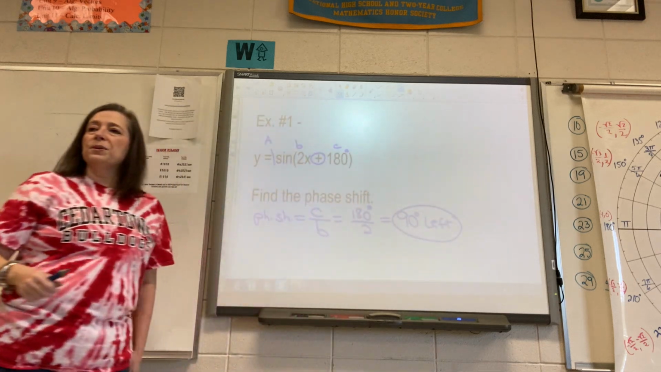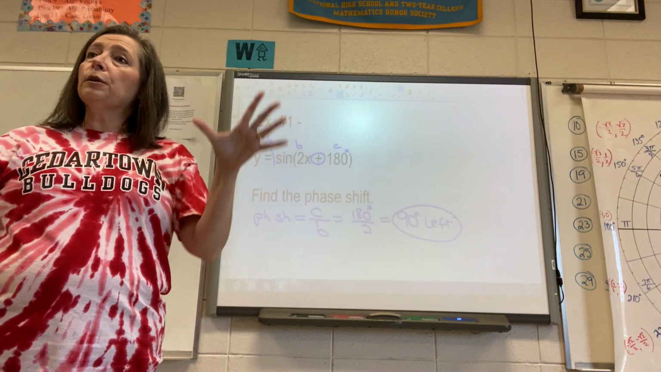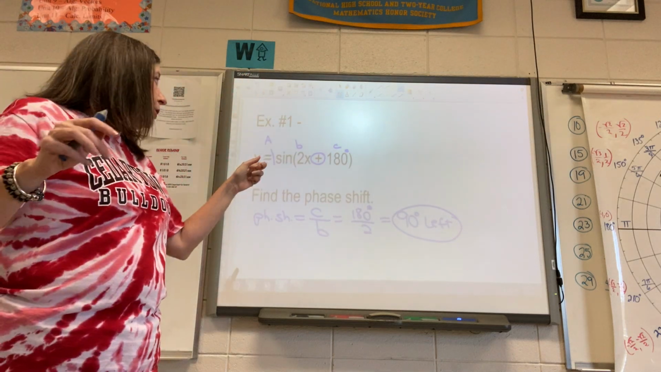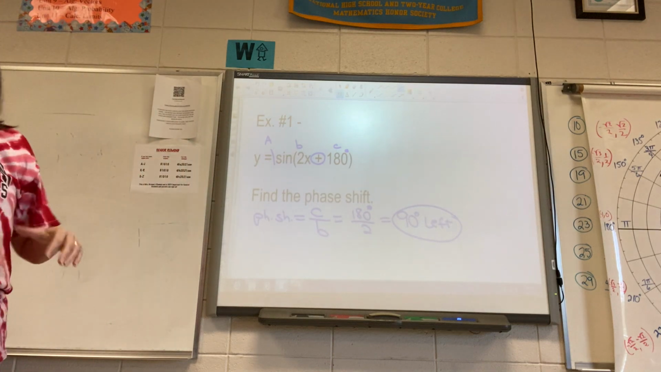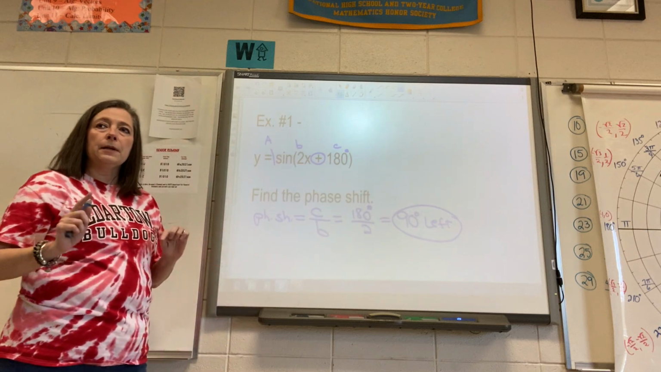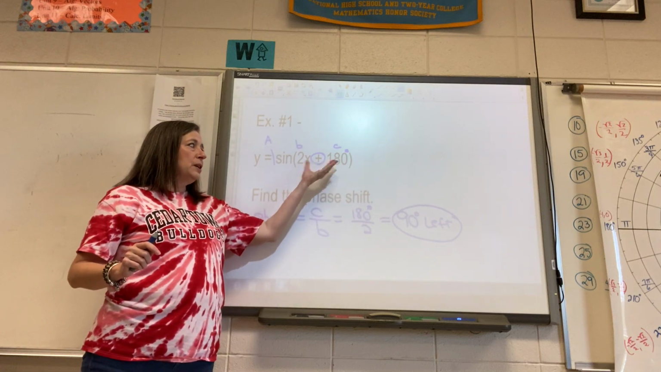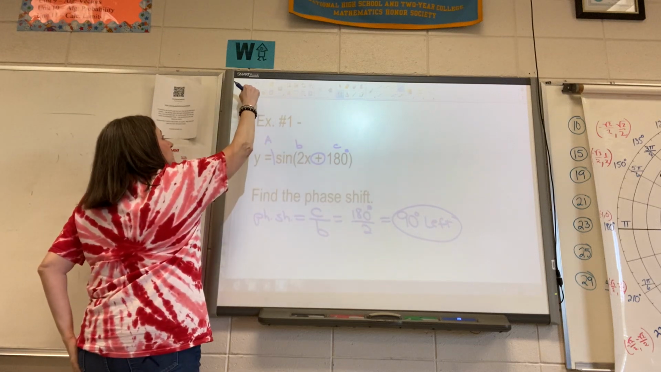All right, so we're just finding it today. But if we were going to graph it, you would do all your regular stuff for the graph and get it set up, and then you would shift over to the left and put a dot and start. That's all that would be different. All right, so always C over B. And if there's no parentheses with two things right there, it's not going to have one.